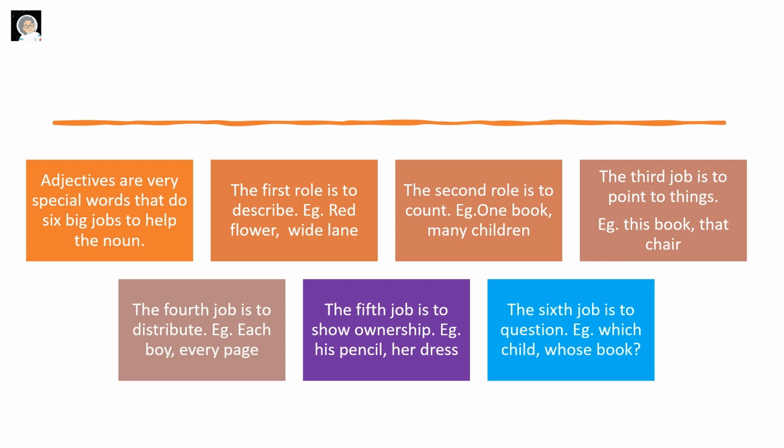The third job is to point to things, example, this book, that chair. The fourth job is to distribute, example, each boy, every page. The fifth job is to show ownership, example, his pen, her dress. The sixth job is to question, example, which child, whose book.